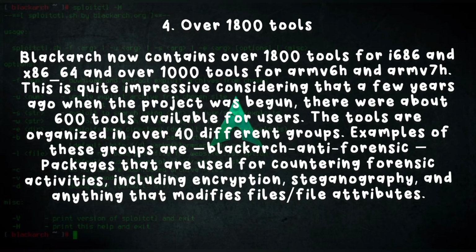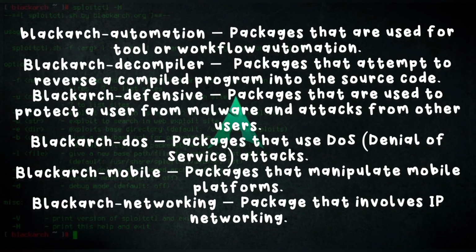Number 4. Over 1,800 tools. This is quite impressive considering that a few years ago when the project began, there were only a few available tools for users. The tools are organized in over 400 different groups. For example, BlackArch anti-forensic packages are used for countering forensic activities, including encryption, steganography, and anything that modifies files or file attributes. Another example: BlackArch automation, BlackArch decompiler, BlackArch defensive, BlackArch DoS, BlackArch networking.